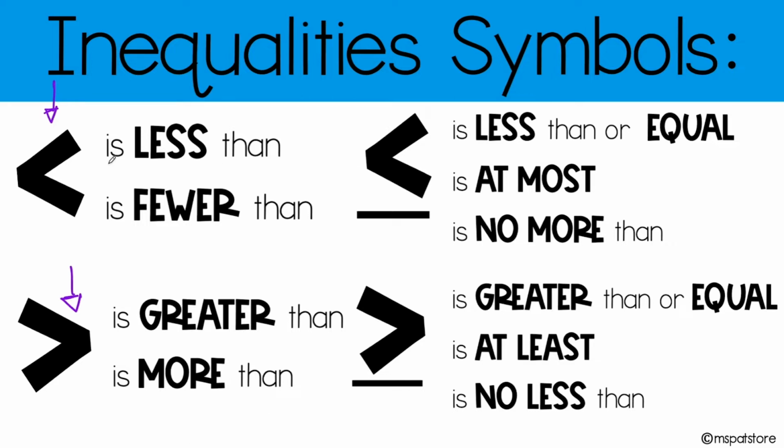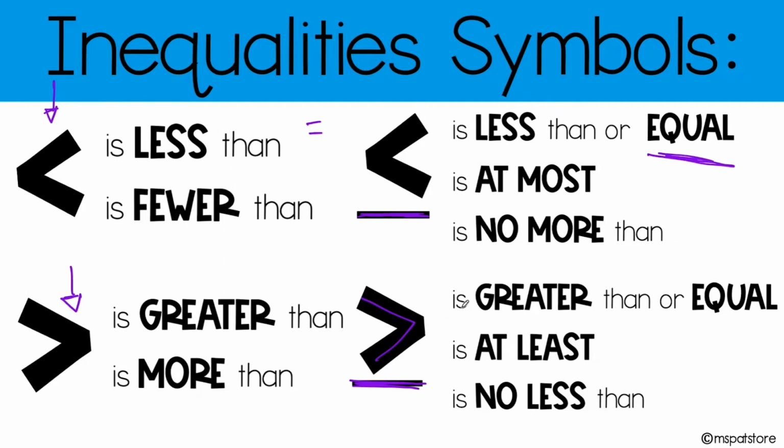Now we're going to be using the same symbol as less than, but we're going to add a little line on the bottom of it, like the equal line, but only one line. This means it is less than or equal. It also means at most or no more than. The same thing goes for the other symbol. It is greater than or equal. It could be at least or no less than whatever number.